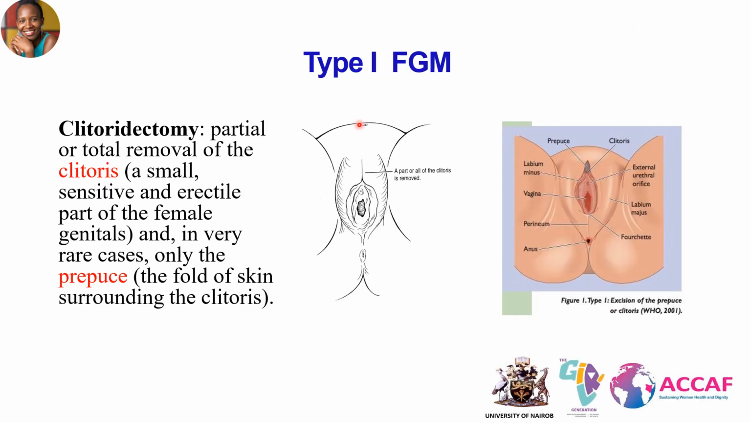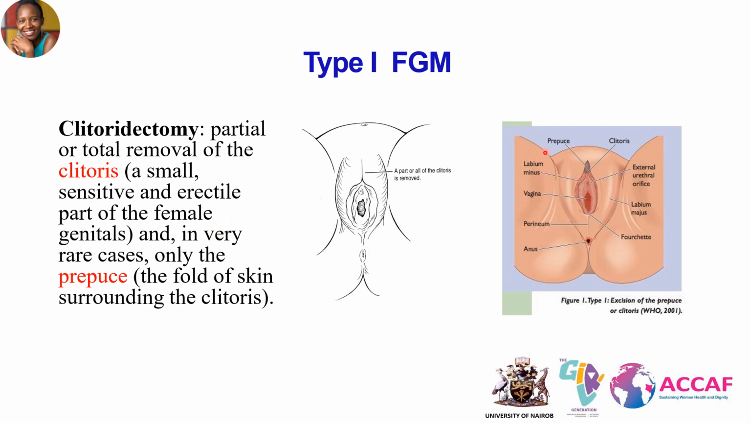So type 1 FGM is what we call the clitoridectomy, which we also define as partial or total removal of the clitoris. The clitoris is a small, sensitive, and erectile part of the female genitalia. Most of the time, the clitoris is the one that gets affected in this type. What we are told is that some communities can remove only the prepuce, the small fold of skin that covers the clitoris. However, most of the time we are told they mostly remove the clitoris part.